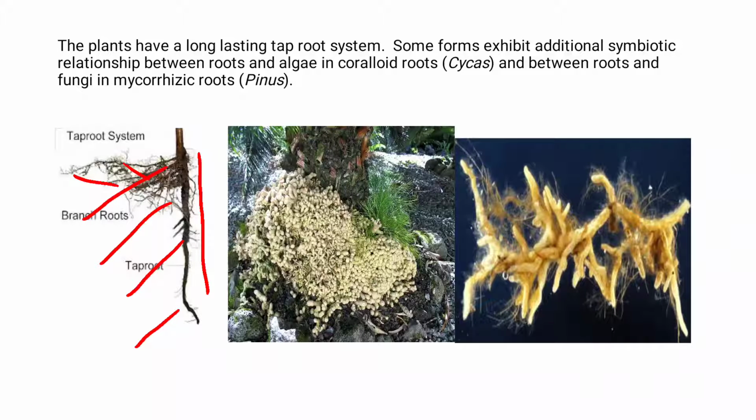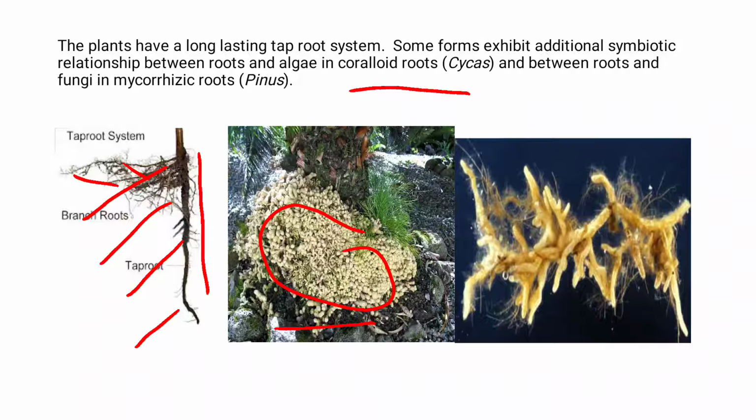In the last class, I also mentioned the coralloid roots. These coralloid roots are a special type of roots which are found in cycads. They just appear like the corals present in the sea, so because of this appearance, they are known as coralloid roots. These coralloid roots show symbiotic association with algae like Nostoc and Anabaena. These algae help in nitrogen fixation.